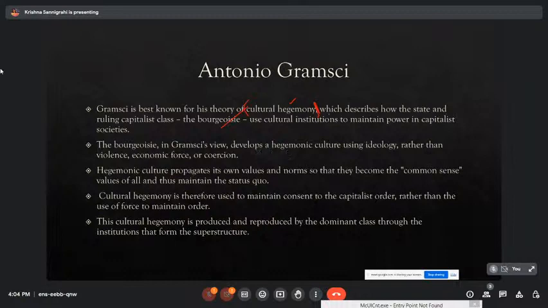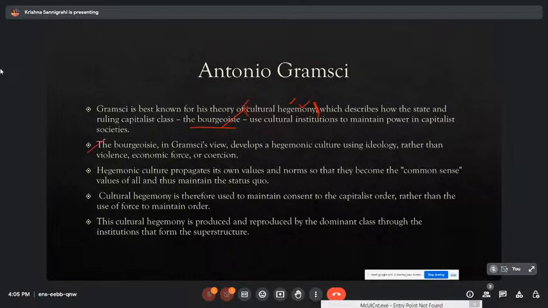As we just discussed, the ruling class is controlling the base and the base is controlling the superstructure, right? So Antonio Gramsci came up with the idea of cultural hegemony, and you will come across this concept of hegemony in different theories, like feminism and post-colonialism, to understand how the people in power use their power to control people below them.